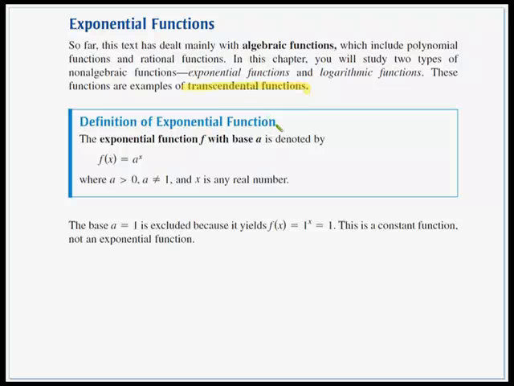And our official definition of an exponential function: the exponential function f with base a is denoted by f of x is equal to a raised to the x power. And remember, a is going to just be a number like 2, 3, 4, whatever. Now the variable is the exponent. And in this definition it says where a is greater than 0, a has to be positive, and it's not equal to 1. The exponent, x, can be any real number. And why did they say a does not equal 1? Well, the base a equals 1 is excluded because it yields f of x equals 1 to the x, that's just equal to 1. And this is a constant function, not an exponential.